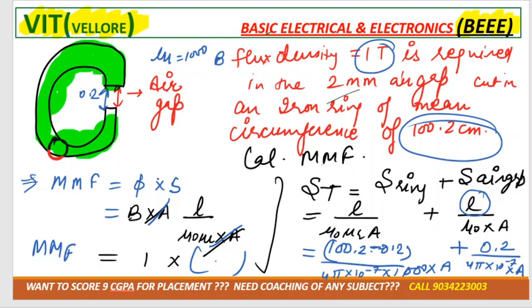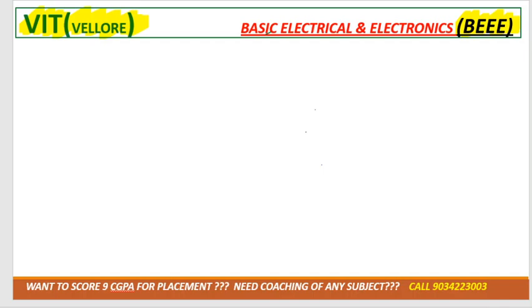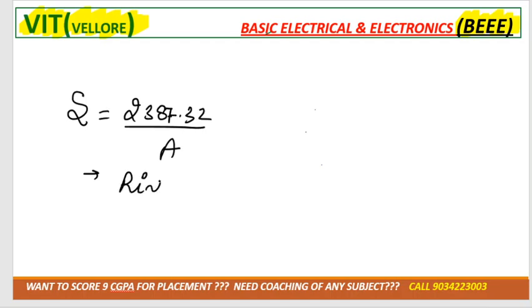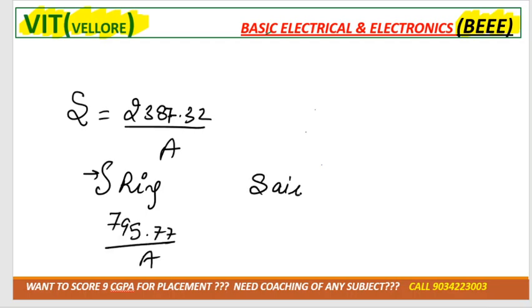So calculate, and I'll tell you the answer. For the iron ring it is 5.58, and S for the air gap, you will get it as 591 point.